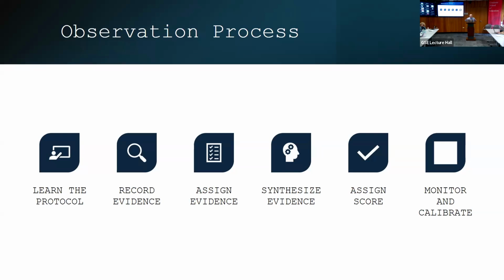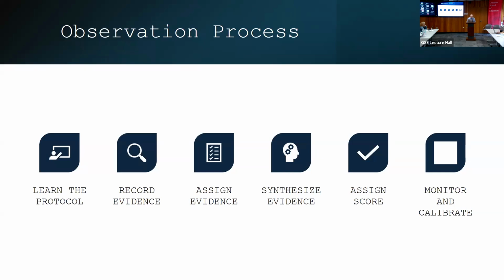Then you have to synthesize all of this into saying, okay, here's the evidence I have about this particular dimension or that particular dimension, and I need to assign a score there. And so you do that. And then particularly in research studies, we engage in monitoring and calibration. We want to know to what extent the observers are giving similar kinds of scores. Are they in line with the scores that match expert scorers, who tend to be the developers of the protocol? And we go through a set of processes to try to keep all of that in line.